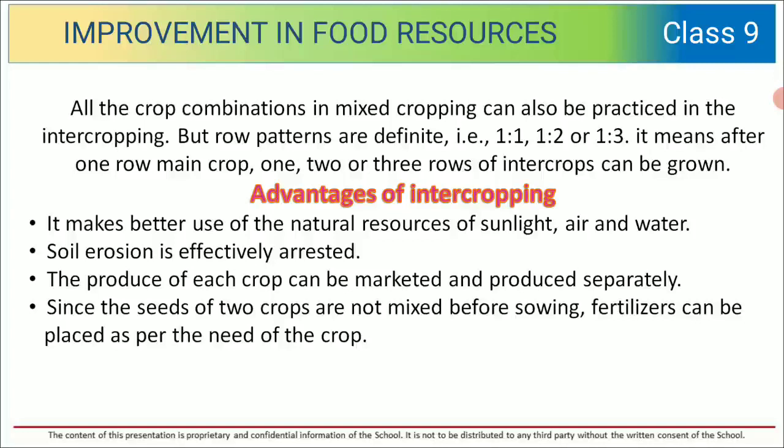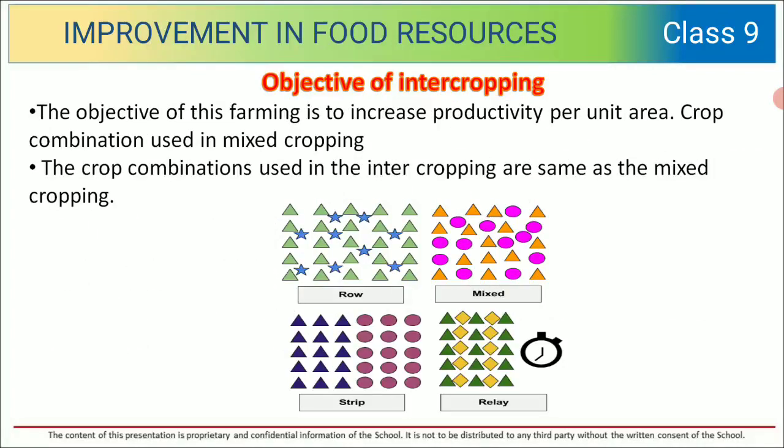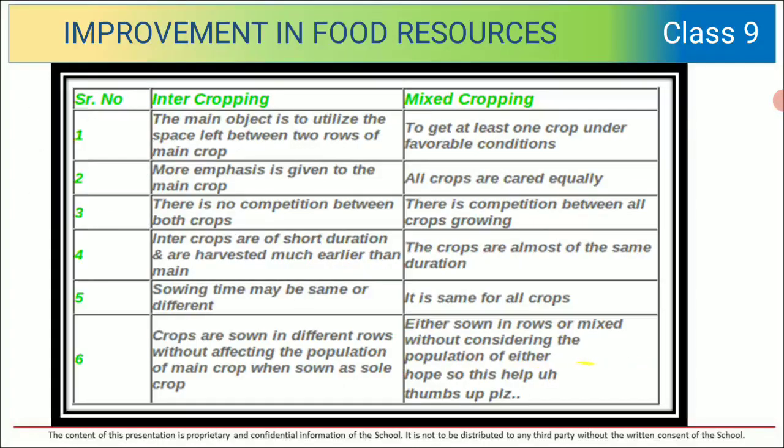What are the advantages of intercropping? It makes better use of natural resources: sunlight, air and water. Each crop is produced and marketed separately. Since the seeds of the two crops are not mixed before sowing, fertilizers can be placed as per the need of the crop. Now, what is the objective of intercropping? The objective of this farming is to increase productivity per unit area.